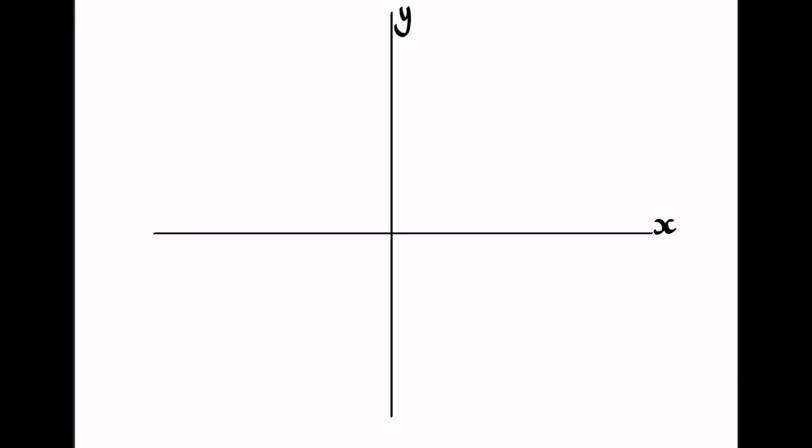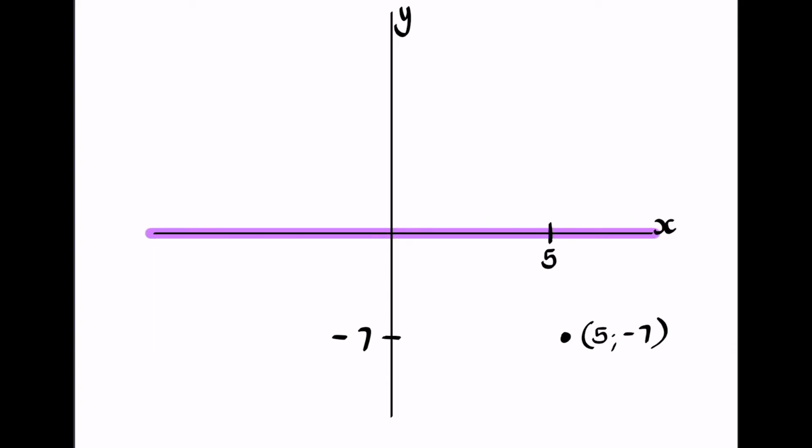So if I had the point over here, let's say that this is the point 5 and negative 7. Then that means that over here on the x-axis, I would have a positive 5. And on the y-axis, I would have a point here being negative 7. So a line parallel to the x-axis, so I'm going to identify the x-axis. There's the x-axis, it's in purple.